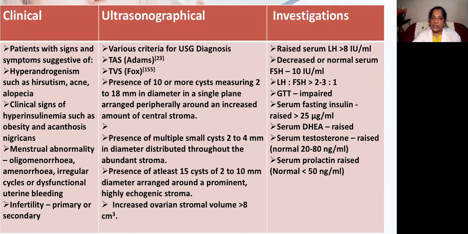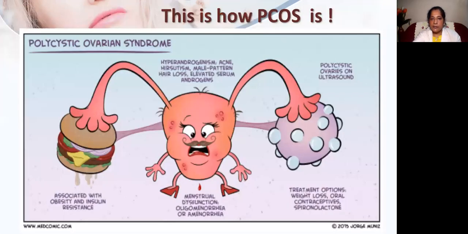Now, these are the various clinical presentations, ultrasonographical and investigational findings which are seen in a case of polycystic ovarian syndrome. And they can be easily depicted by this picture: hyperandrogenemia leading to acne, hirsutism, male pattern hair loss, elevated serum androgens. Ovaries on ultrasound appear polycystic, multiple follicles are there.